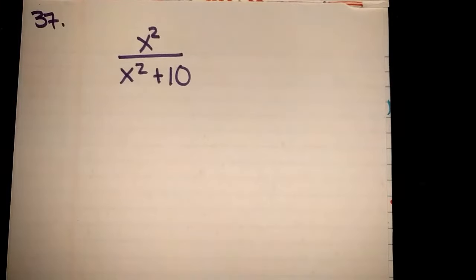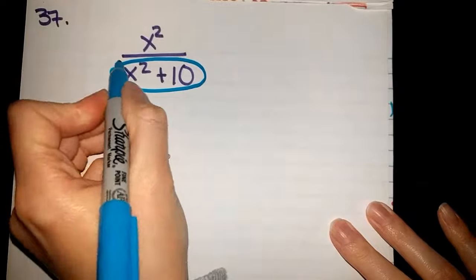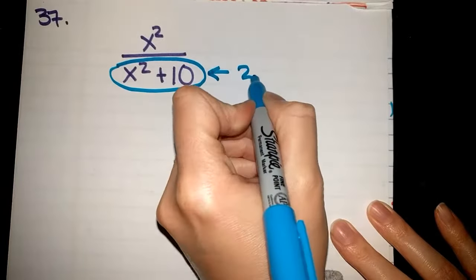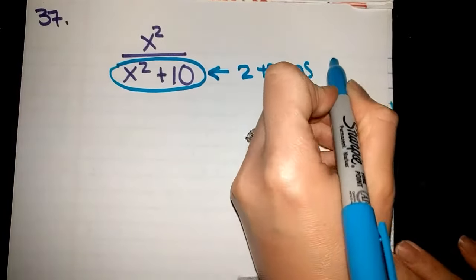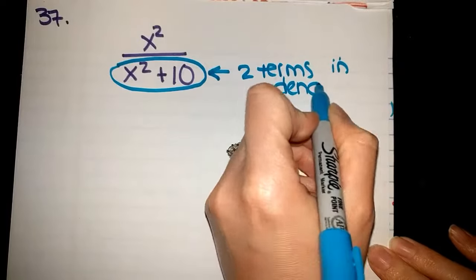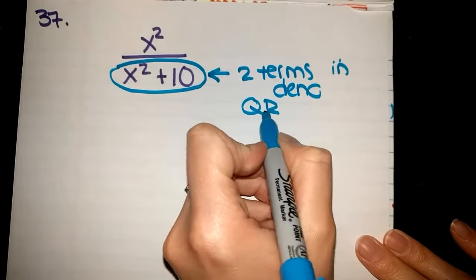So for this question, we have a variable expression over another variable expression, and more importantly, we have two terms in the denominator. If you have two terms in the denominator, there's just no way out of this. You have to go through the quotient rule.